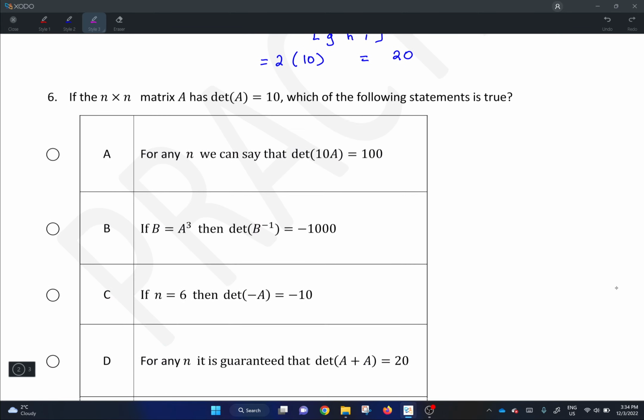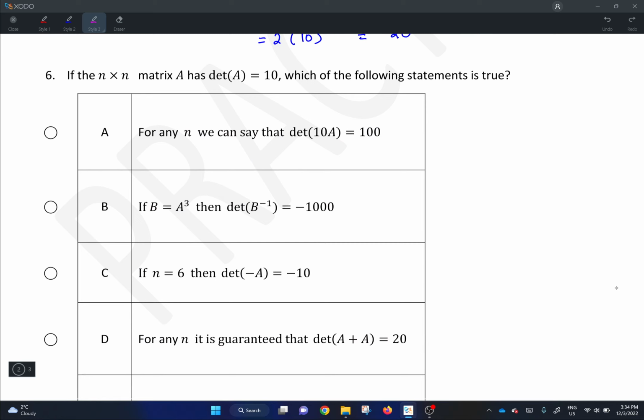And question 6. If the n by n matrix A has a determinant of 10, which of the following statements must be true? Okay, I'm going to go through each one to determine if it's true or not. So for the first statement, statement A, it says for any n, we can say that the determinant of 10A is equal to 100.